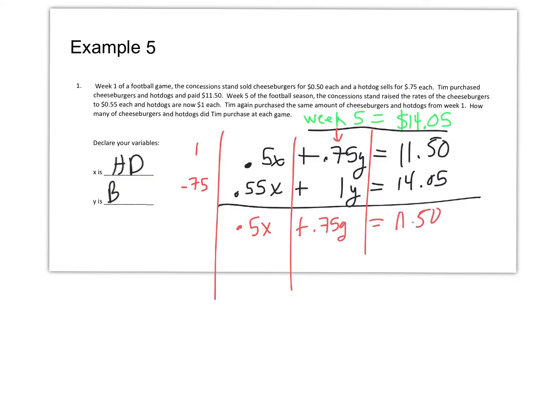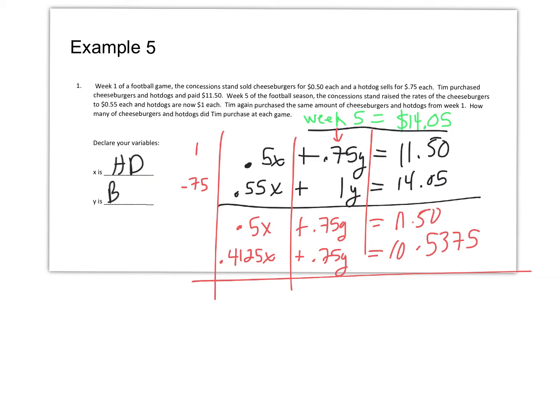All right, so here you go. Here's where the fun calculator stuff starts. All right, so get my calculator. Let's clear that out. So we're going to do 0.55 times 0.75. I get 0.4125x plus 0.75y is equal to, now 14.05 times 0.75. I get 10.5375. Some real fun numbers here, huh?